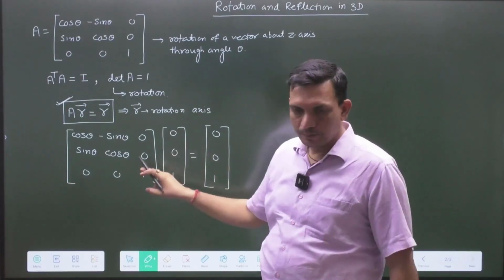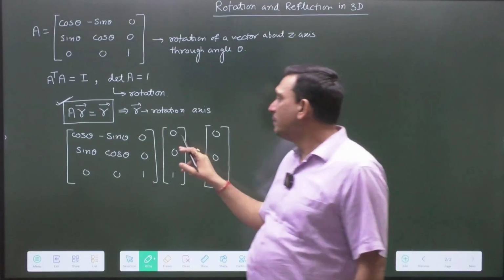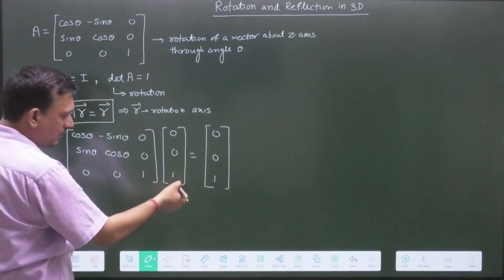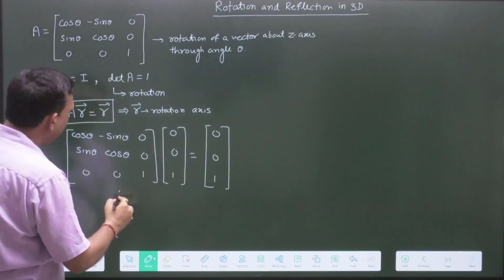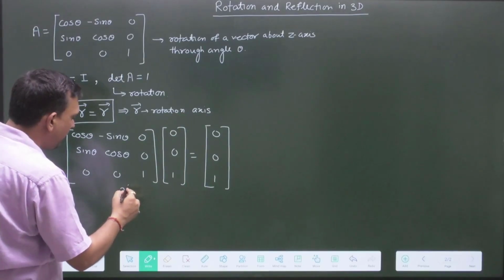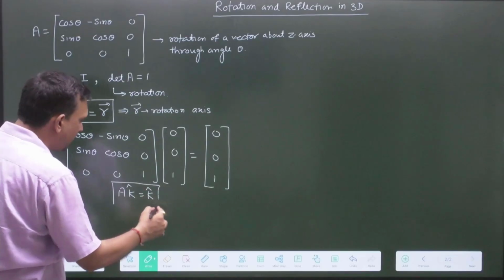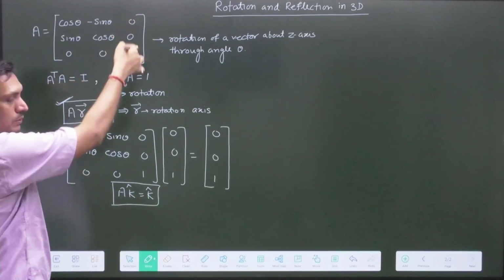Okay? I am verifying that the z axis is the rotation axis. So this is the z axis. You are operating matrix A on k cap and you are getting k cap. It means k cap is the rotation axis, z axis is the rotation axis. Okay?